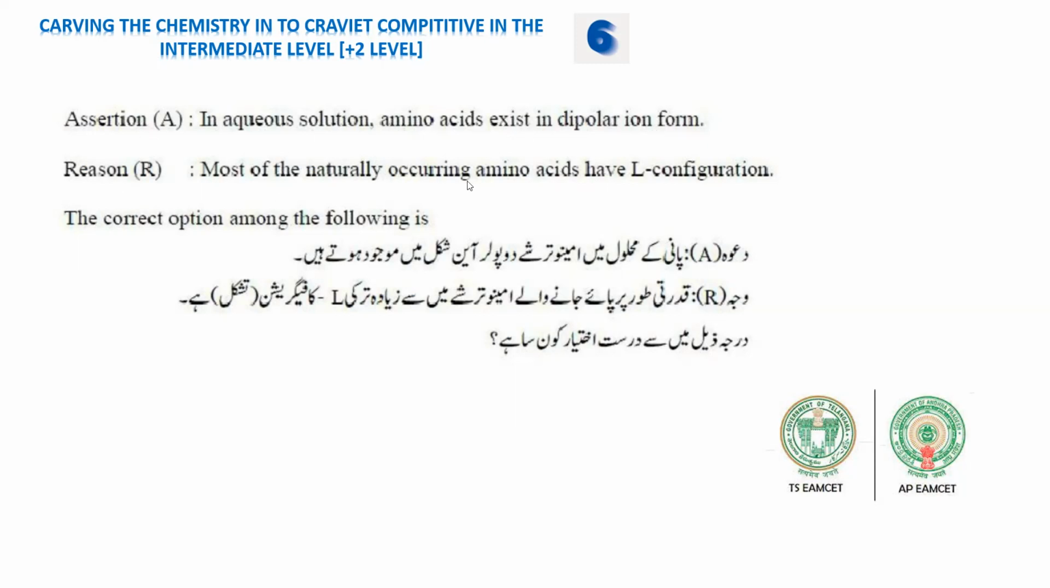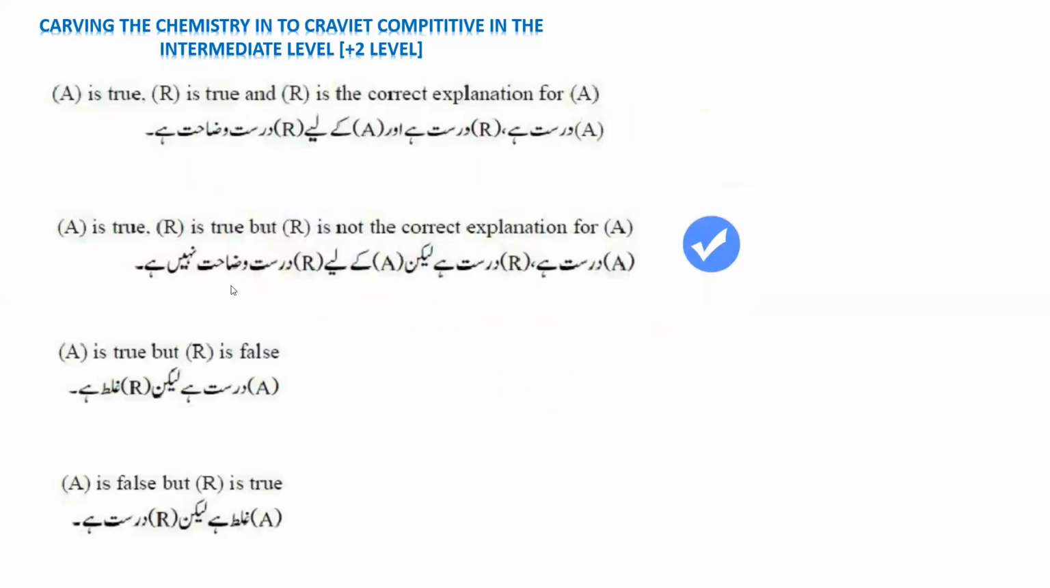And the reason is that most of the naturally occurring amino acids have L configuration. DL configuration is the representation of the active functional groups and the chiral carbon atom. So let's see whether the assertion and reason are both correct, and whether the reason maps to the assertion or not. For that purpose, let's go through the options. A is true, R is also true, R is the correct explanation of A. A is true, R is also true, but R is not the correct explanation for A. So this is the correct answer.